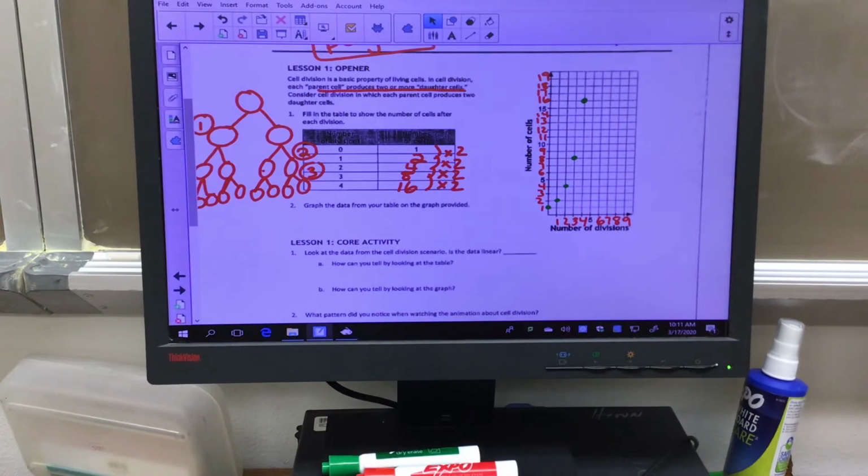Right off the bat, I'm going to notice something about this data. And I'm going to say it's not a linear function. I know from the table that it's not a linear function because if it was linear, we would have to add or subtract every single time. But I am not. I am multiplying. So we are not adding or subtracting. I know that it's not linear by looking at the graph because it's not a straight line.